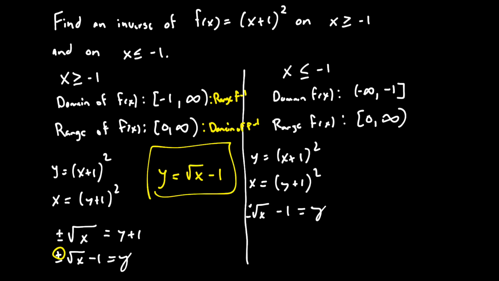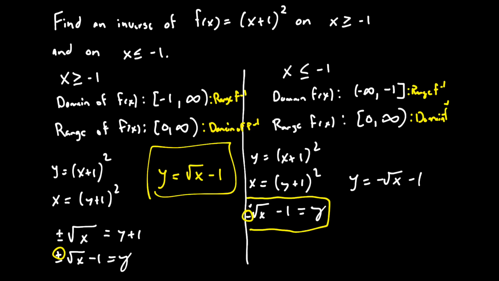And again, recall the range of f inverse is equal to the domain of f of x, and the domain of our inverse is equal to the range of f of x. So we want all the y values in our range to be negative, which means we want to pick for the square root of x this negative value here. Therefore, y is going to be equal to a negative square root of x minus 1. And this is the inverse on the domain from negative infinity to negative 1.